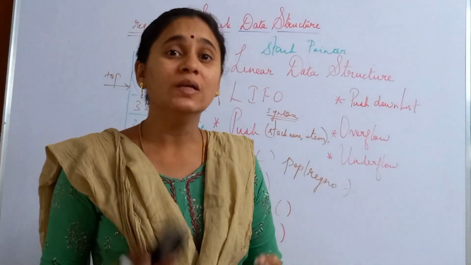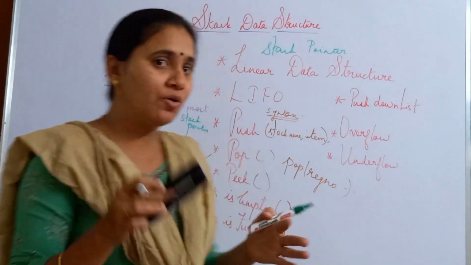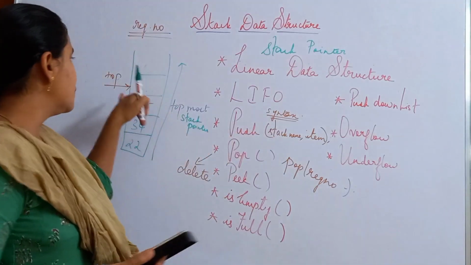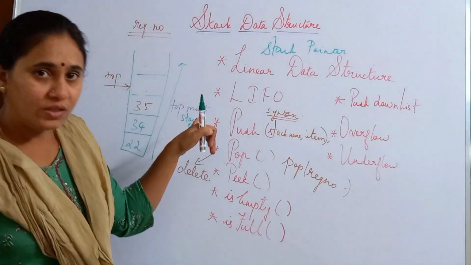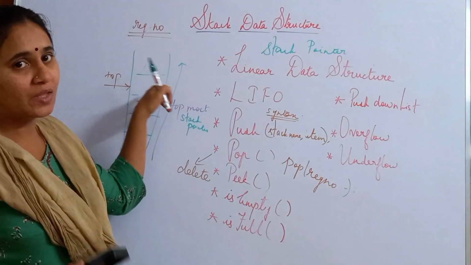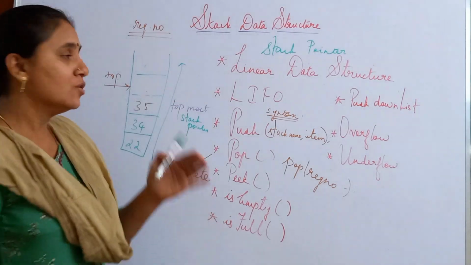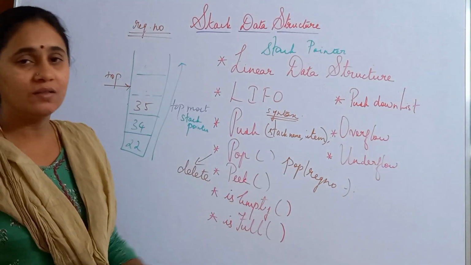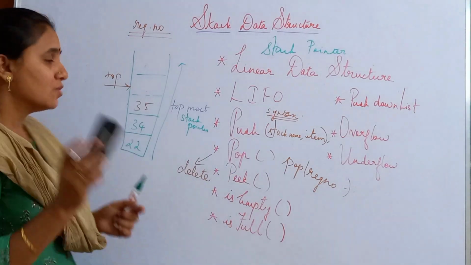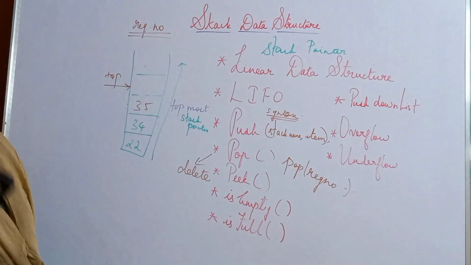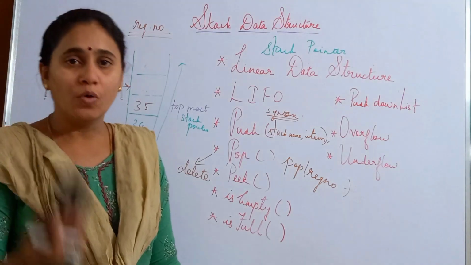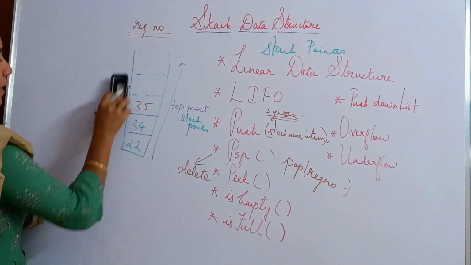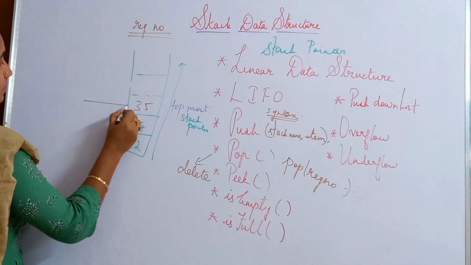Next, I must decrement the pointer, because this top pointer is now pointing to an empty location which has no use. Now the topmost value is 35 because I have deleted 48. So I must decrement this pointer to point to the next top value, which here is 35.